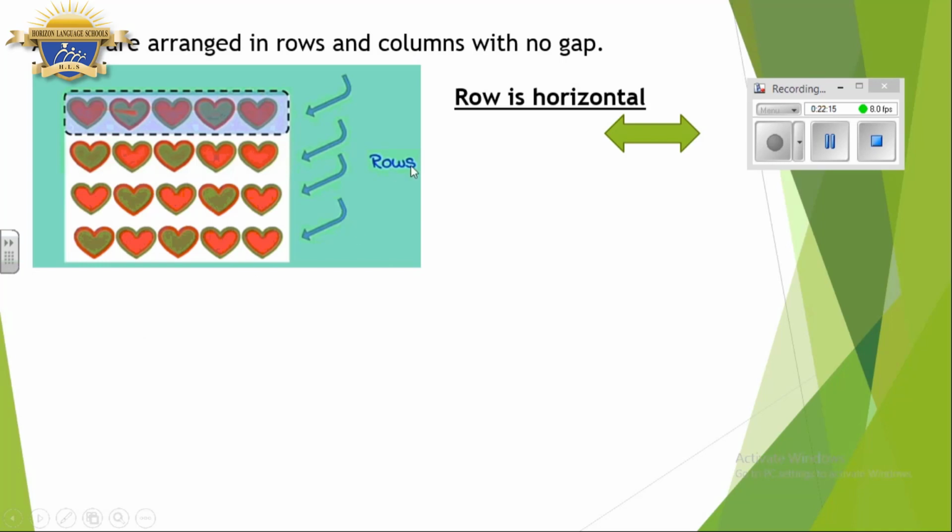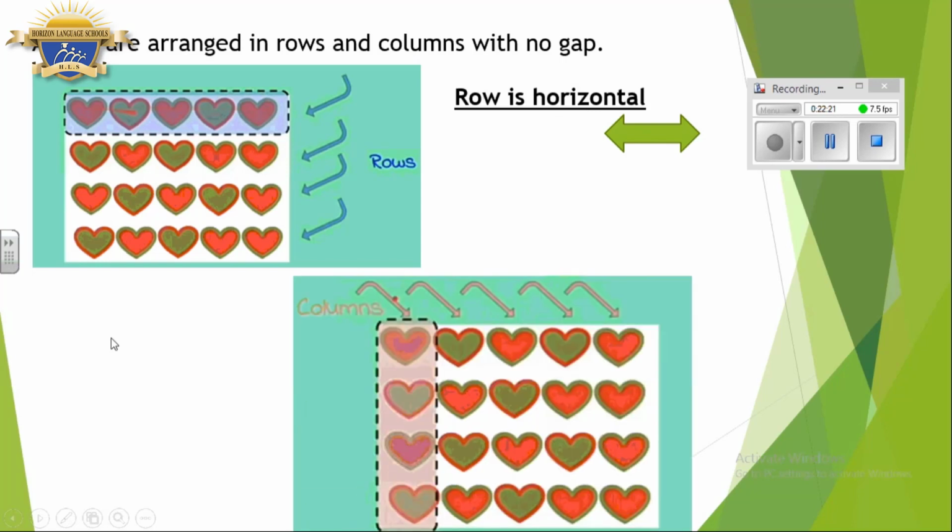Again, row is horizontal. It comes right and left. But the columns are vertical. It comes up and down. So columns are vertical. How many columns do I have here? Okay, 1, 2, 3, 4, and 5. So I have 5 columns.